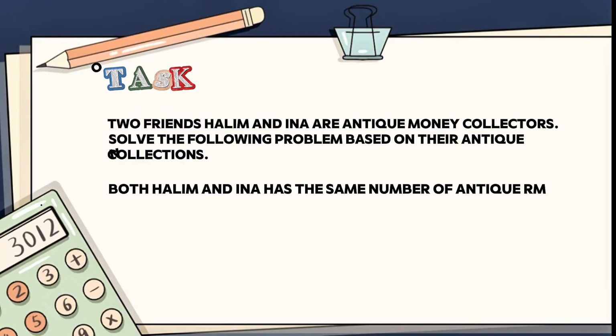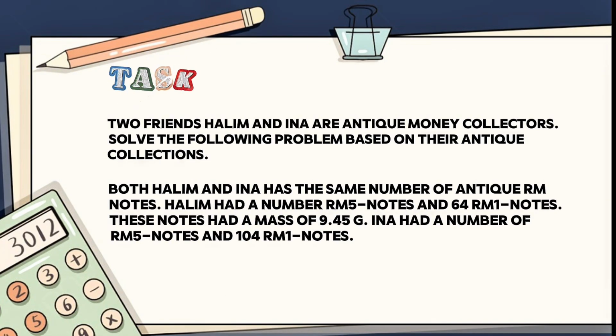Today we are going to solve a task from the subject UED101 Mathematical Thinking. The task states that two friends, Halim and Ina, are antique money collectors. Solve the following problem based on their antique collection. Both Halim and Ina have the same number of antique RM notes.